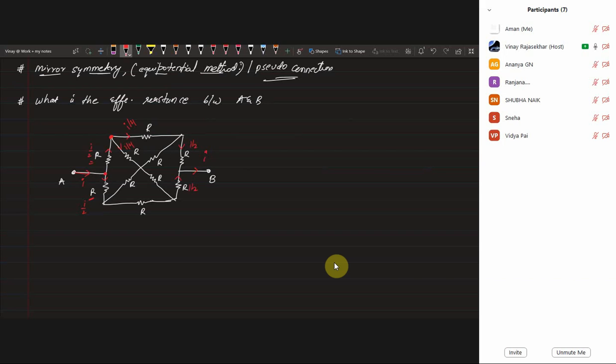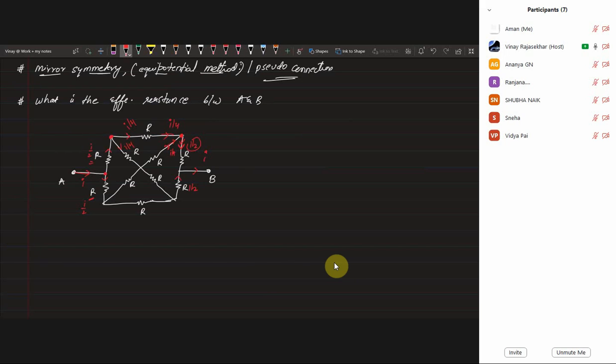Now, from this junction, we are getting I by 2 current, which means this current is I by 4. Can you tell me what about this current? I by 4, right? These two currents are entering into the junction. Then the current coming out of the junction will be I by 2, I by 4 plus I by 4, that is I by 2.